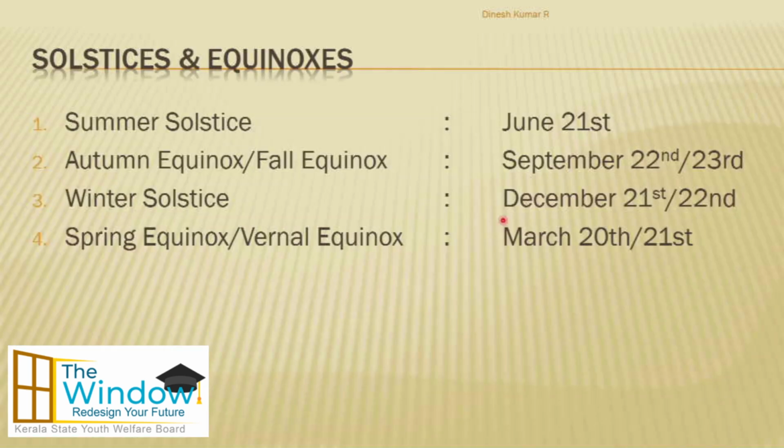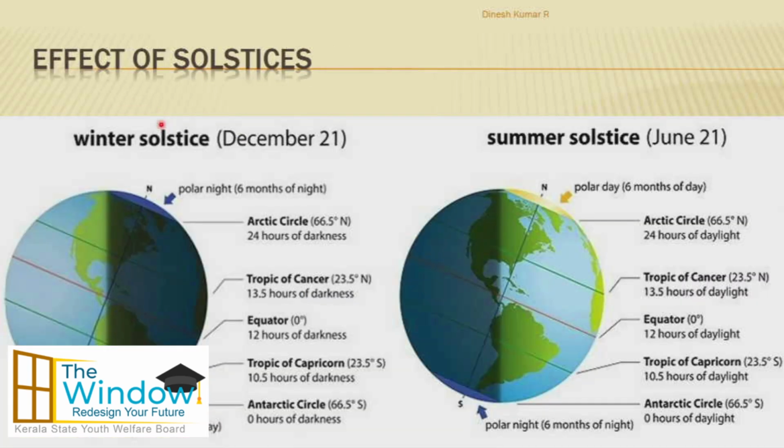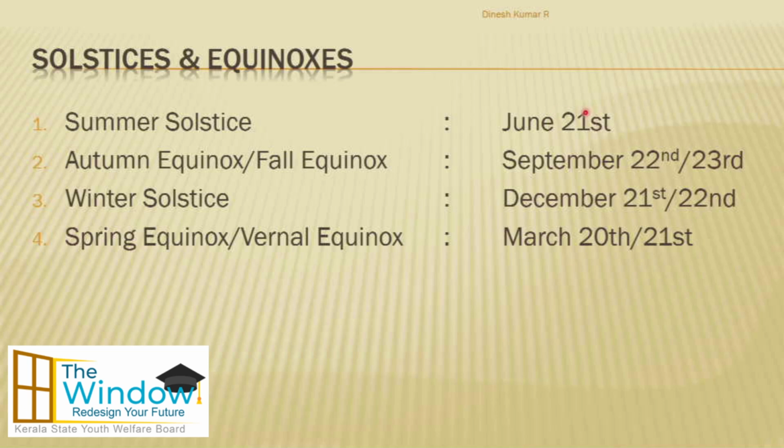Now these 4 dates, suppose you are getting a question to write a short note on seasons, are relatively important data. What is solstice, what is equinox? We have 2 types of solstices. One is the summer solstice, the second is the winter solstice. What is the summer solstice? You can see here the date is shown as June 21st.